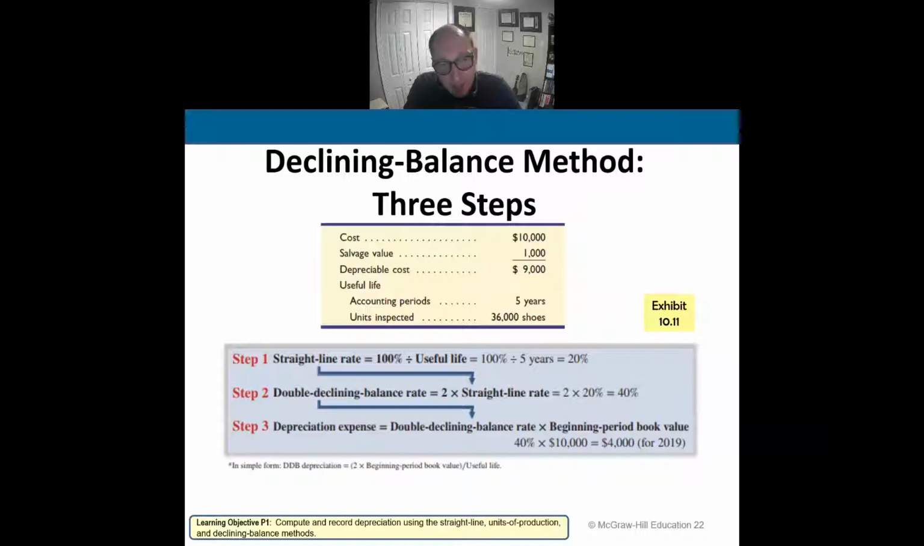The second step is I find the double declining balance rate. Very simple. 2 times the straight line rate, 20%. 2 times 20% is 40%. The next thing I do is I take the double declining balance rate, 40%, times the book value. Book value in year one is $10,000. That's the cost. So for year one, my depreciation expense is $4,000.